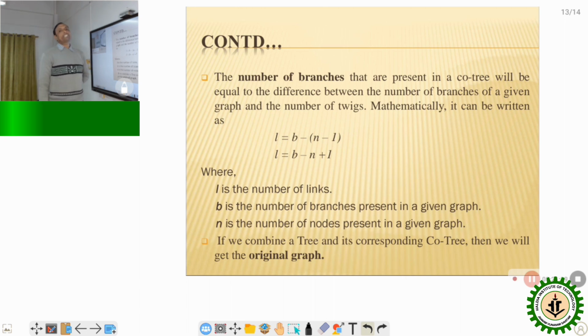And one more thing: if we combine the tree and the core tree, then we can get the original graph. Why? Because I already told you that the branches removed during the design of the tree are the branches considered to design the core tree. So if we combine the tree and core tree, all the branches and all the nodes will be there, so we can get the original graph.